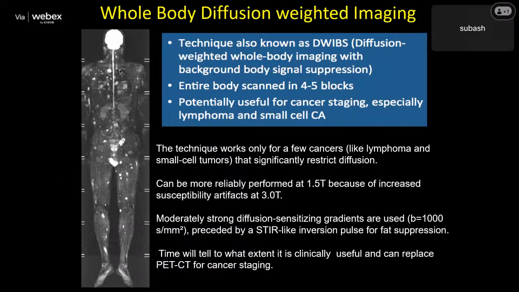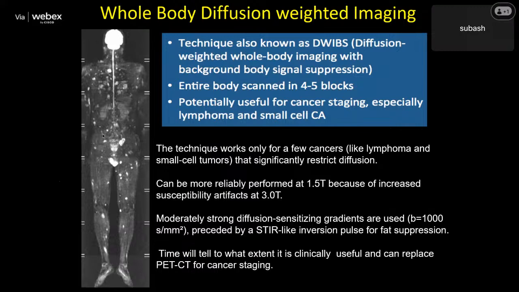And this is a whole body diffusion image. You know about PET scan. PET scan is used very commonly to look at the metastasis because of cancer. And then you can see all the regions in the body wherever this cancer has spread. So whole body diffusion weighted imaging can also give you a PET-like image where the different metastatic lesions can be shown over the whole body. And this is catching up, and maybe a few years from now, you may not need PET scan to look at the metastatic lesions in the body. You can go for whole body diffusion weighted imaging.